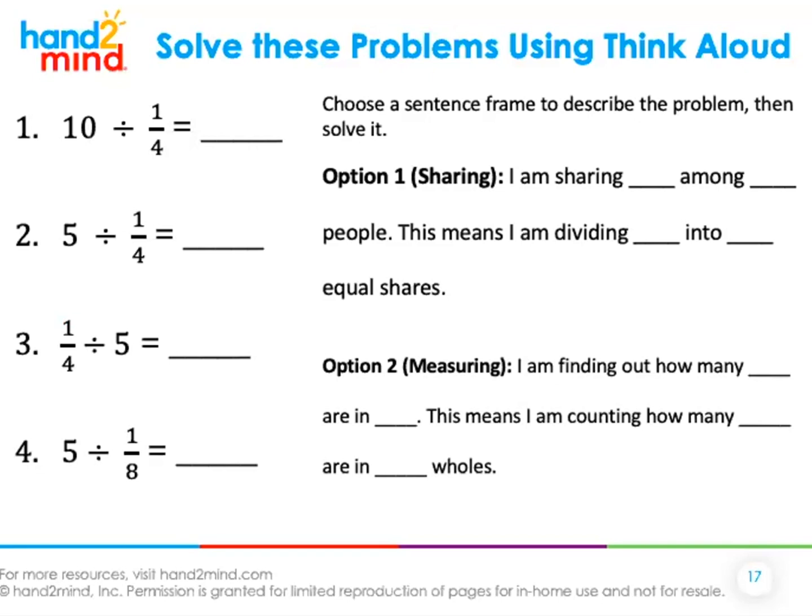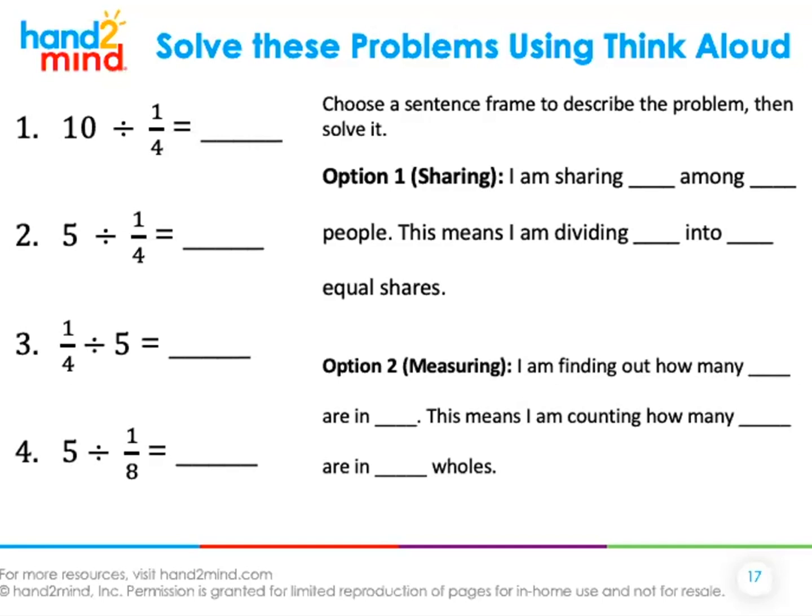Let's see, I'm looking at the very first one, 10 divided by 1/4. Well, I see that fraction in the second position and I'm thinking, that's my measuring opportunity. I'm going to think about that as finding how many fourths. So I'm going to option 2. I am finding out how many fourths are in 10. This means I'm counting how many fourths are in 10 wholes. So I get 4 fourths in 1 whole, 40 fourths in 10 wholes.